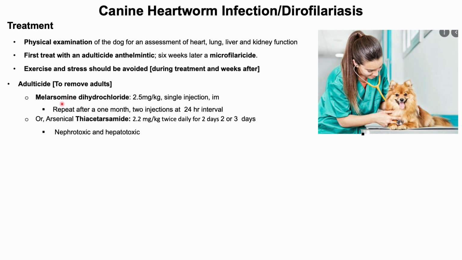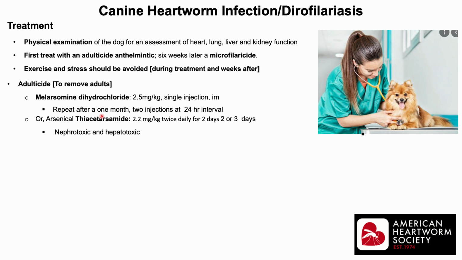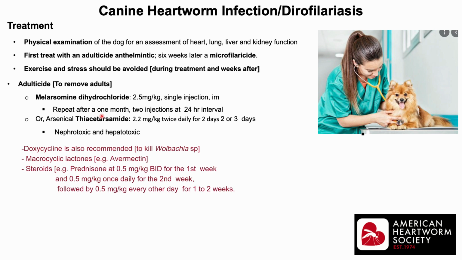The most common adulticides used in canine heartworm infection are melarsomine and thiacetarsamide. Thiacetarsamide is potentially nephrotoxic and hepatotoxic. Treatment should be stopped if signs of toxicity such as persistent vomiting, anorexia, icterus, etc. appear. The American Heartworm Society recommends the use of doxycycline and macrocyclic lactones prior to use of melarsomine.